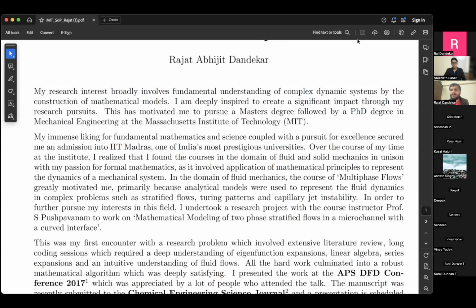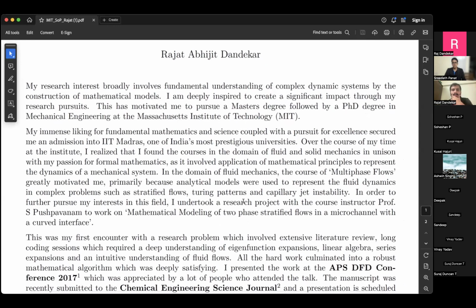Okay, so I'm going to walk you through my statement of purpose, which I submitted during my grad school application, and it follows a format which is very similar to the format which Dr. Raj was explaining.